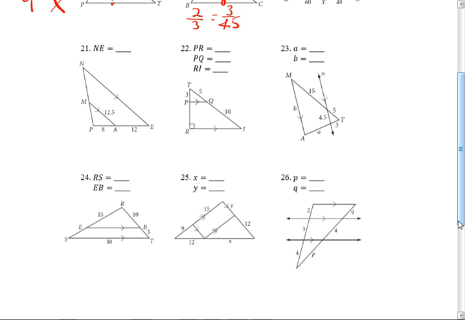But what about 21? 21's different. I would like to say, let's call that x. I would like to say 12.5 is to x as 8 is to 12, but that would be wrong. These sides were never split. So I have to use similar triangles. This triangle here is similar to the big one. So that's 8, and let me trace out the big one.